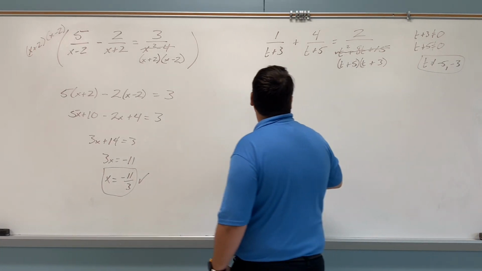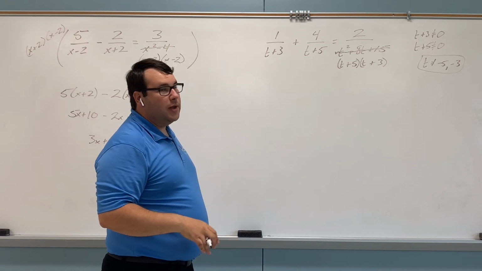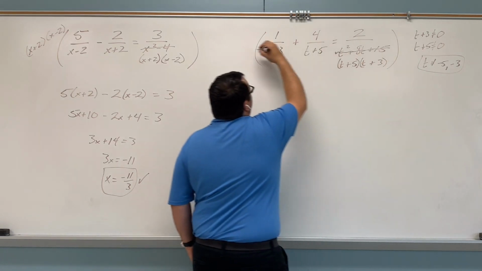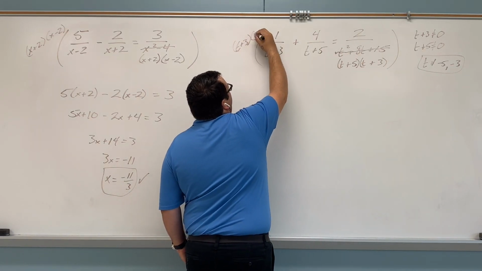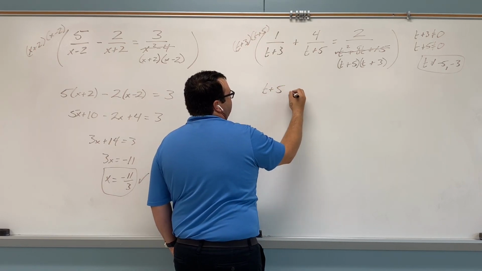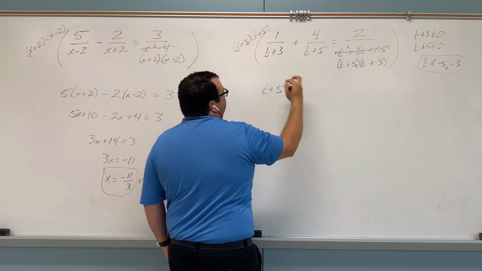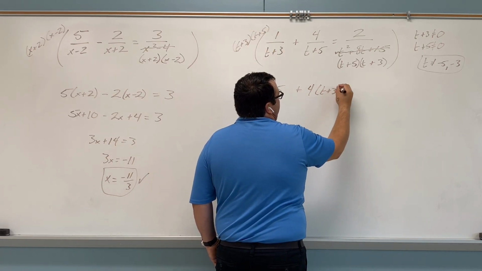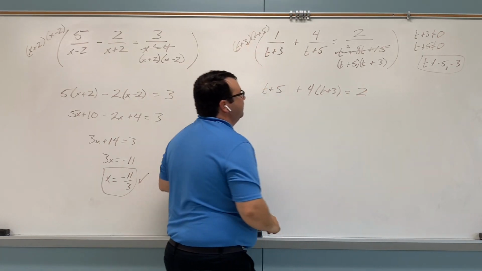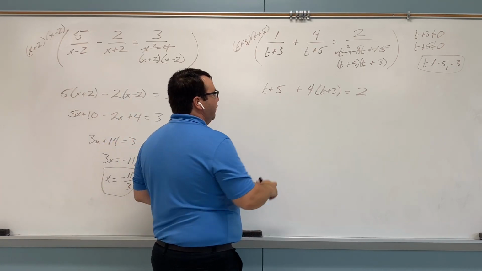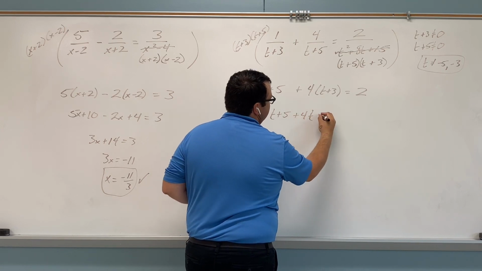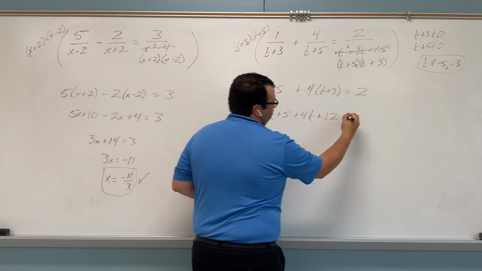All right, let's take that LCD, which is t plus 5, t plus 3, and multiply it against everything. When we do, t plus 3 cancels here. That's 1 times t plus 5, or just t plus 5. T plus 5 cancels here. That's 4 times the t plus 3. The entire denominator cancels here, so that's equal to 2. Let's distribute and simplify. So that's t plus 5 plus 4t plus 12 is equal to 2.